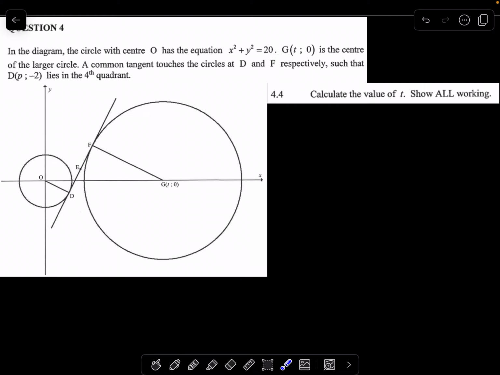So we can find t. We know the coordinates of F. Okay, we can find t using the fact that the equation of the largest circle is going to be x minus t squared plus y minus 0, which is just y squared, is equal to r squared. Can we use this? I don't think we can, because I don't know what the length of this is.